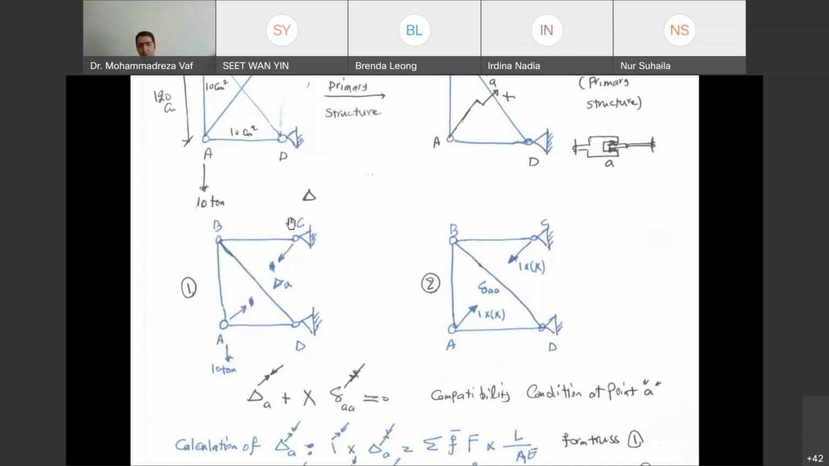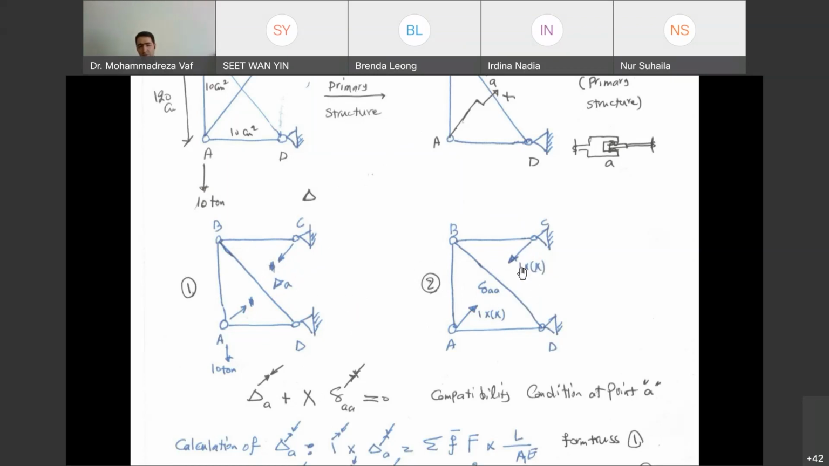In order to make these two represent the real structure, again, we can write down the compatibility condition, which is exactly similar to the previous case. Meaning delta A plus X multiplied by delta AA should be 0. Why do we put X here? Because we don't know exactly how much force we need to apply to make the deflection equal to delta A.